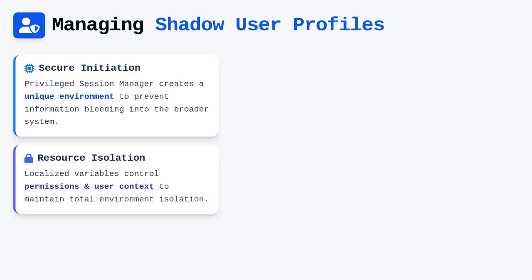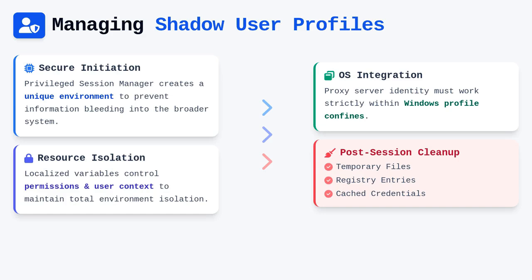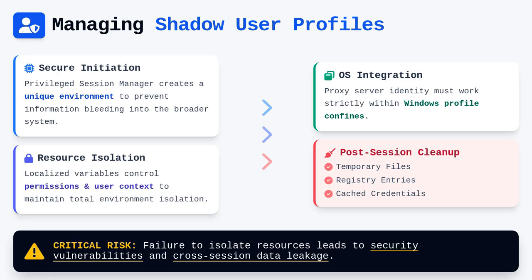Configuring these attributes correctly ensures that the session remains contained while still providing the necessary access for the user to perform their operational tasks. You should pay close attention to how the operating system handles the identity of the user running the application on the proxy server. This involves configuring the component to work within the confines of the Windows profile, ensuring that temporary files, registry entries, and cache credentials are cleaned up appropriately after the session concludes. Failure to properly isolate these resources can lead to security vulnerabilities or data leakage between consecutive sessions.